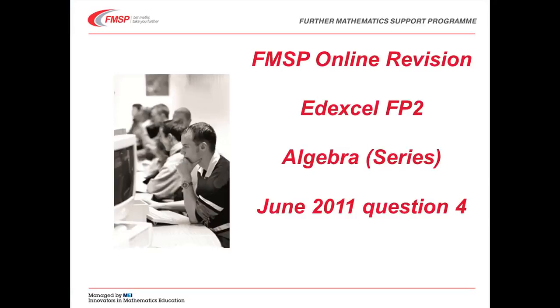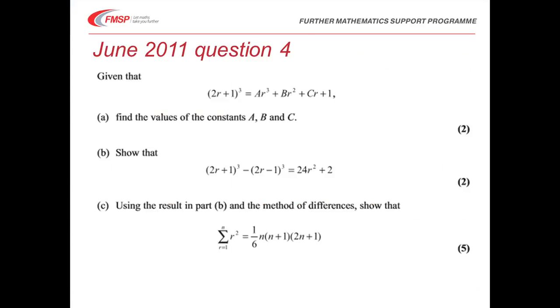We're going to look at the Edexcel FP2 question on algebra based on series, from June 2011, question 4. In this question we've been given an identity for (2r + 1) cubed. We've got to find the values of the constants a, b, c.